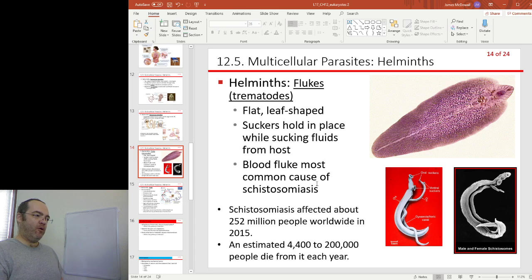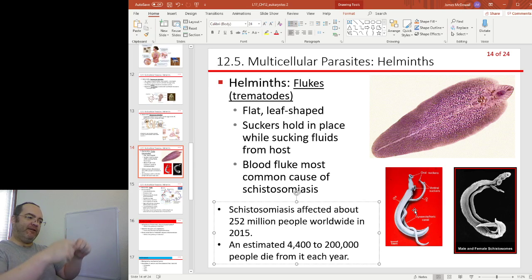Blood flukes are a common cause of schistosomiasis. So schistosomiasis is a very important disease. This is a picture of the schistosomiasis worms here. This is the male worm, and this little one is the female worm. And when they get together in the digestive tract, they kind of stick together as a pair, and basically they are just egg-laying machines. So many millions of people are affected with schistosomiasis, and many thousands of people die from it.